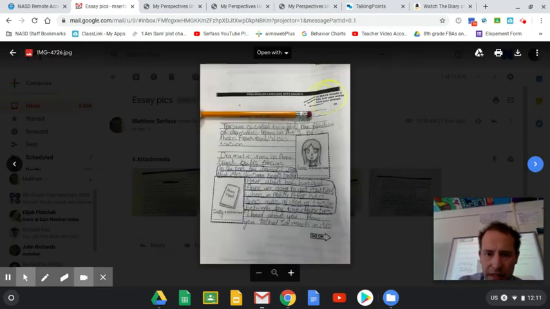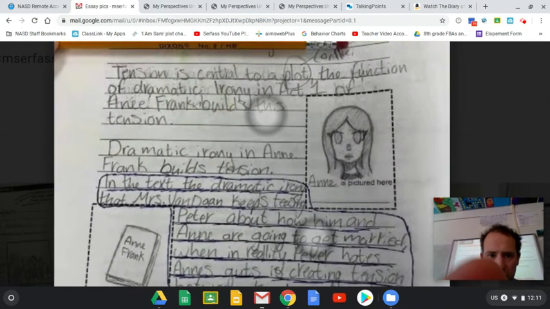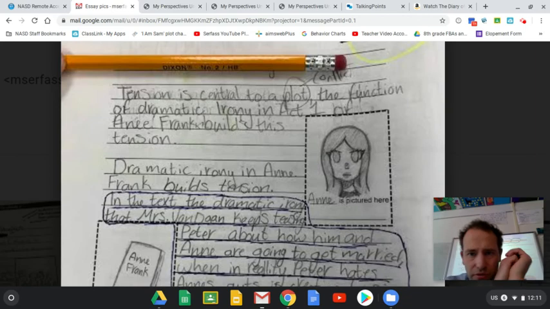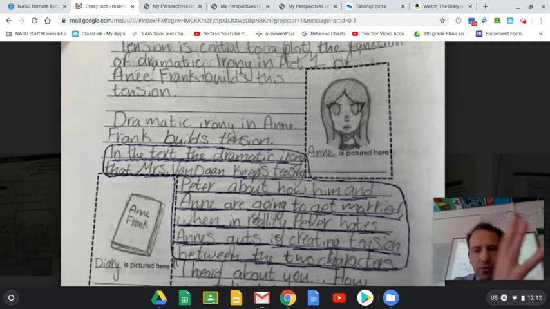Let's take a look. We'll look at more beautiful illustrations from a talented 8th grader. Tension is central to a plot. The function of dramatic irony in Act 1 is it builds tension. Dramatic irony in Anne Frank builds tension. Now, you might think, oh, that's repetitive. Being repetitive is what a TDA is all about.